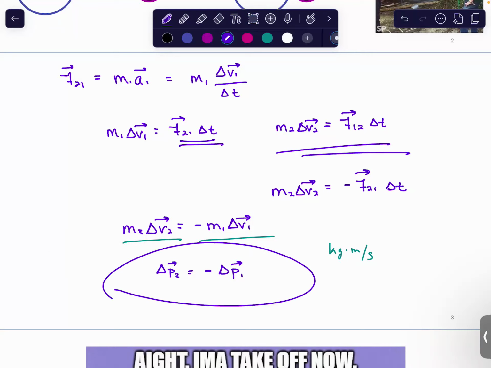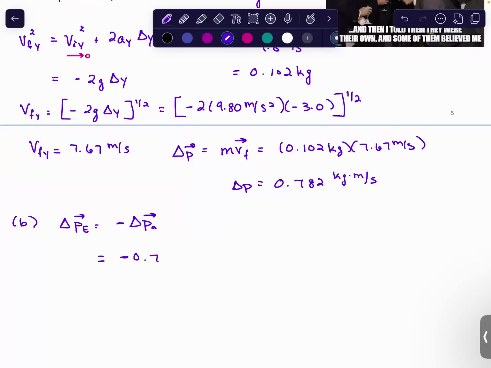So the change in momentum of the Earth is gonna be a negative 0.72 kilogram meters per second. So when the apple falls, it's towards the Earth, and when the Earth moves, it's towards the apple. You know that method, I wrote that.